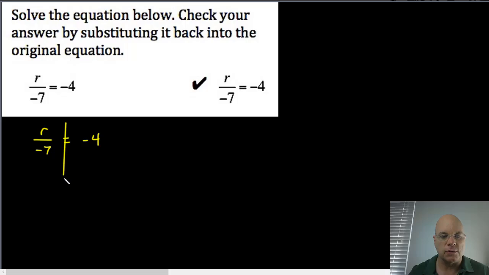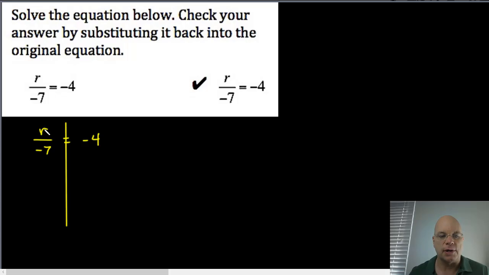Again, if you like showing the two sides of the equation, you can draw a vertical line down the equal sign. I'm going to always focus on the side of the equation that has the variable, and so I'm focused on the left side in this case. And I have to think about how do I undo dividing by negative 7?